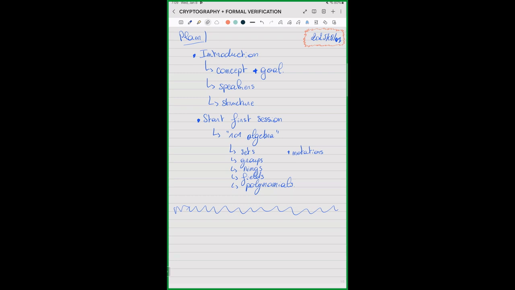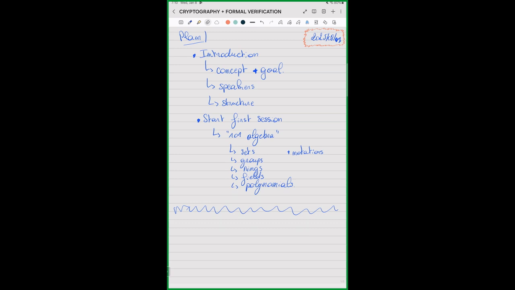So we're gonna start by introducing the concept and the goal of our regular meetings. We're gonna introduce also everyone here in the meeting, and we also gonna talk about the structure of the different meetings, the different sessions, and from there we're gonna start the first session.